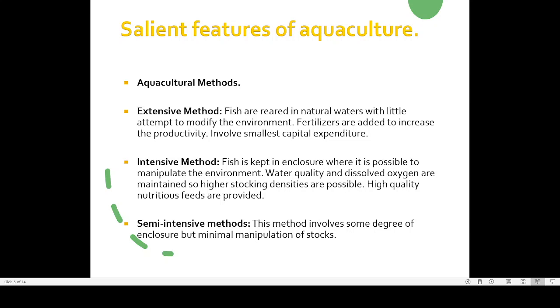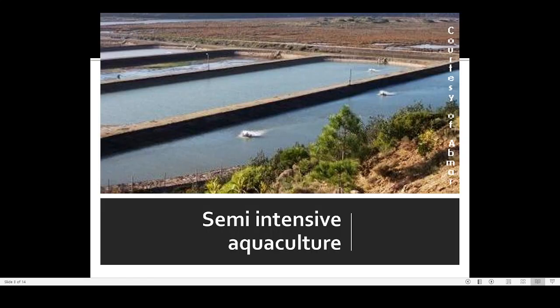Semi-intensive method is basically a mixture of both this extensive and intensive method. Here we are actually doing some degree of enclosure, but minimum manipulation of stocks. Now the only thing here you can see is that there will be some enclosing. See here it is enclosed, so that the fish won't go to some other farm. So that is the only thing.